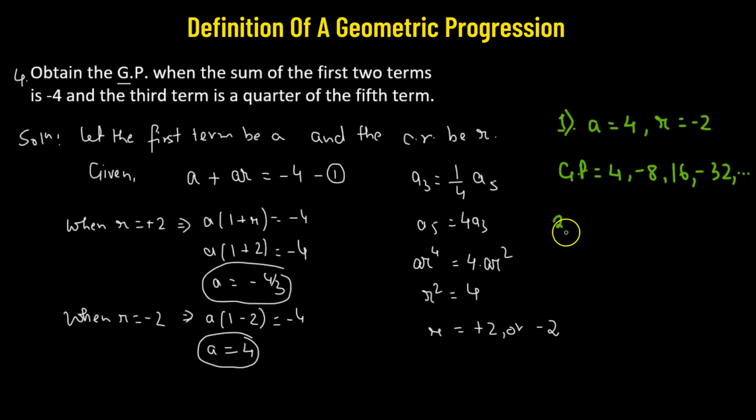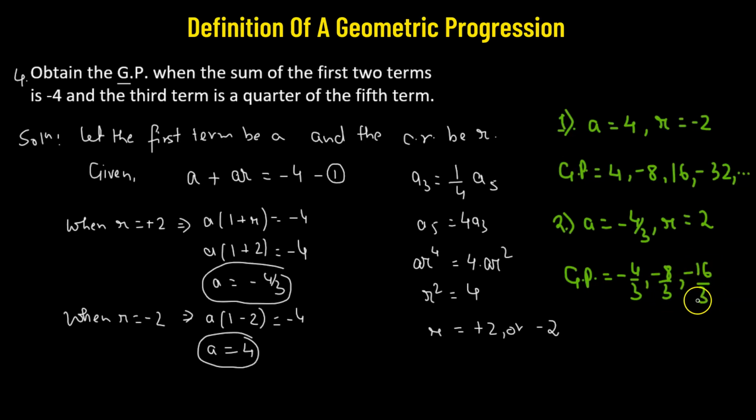And for number 2, when our a value is -4/3 and our common ratio r is +2, then in that case the geometric progression is going to be, so the first term is -4/3, the next term we will multiply -4/3 by 2, so this will be -8/3. Next will be -16/3, and so on. These are the 2 geometric progressions for the given problem. Let's move on to the fifth problem.